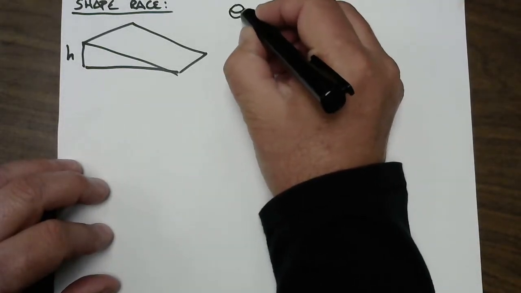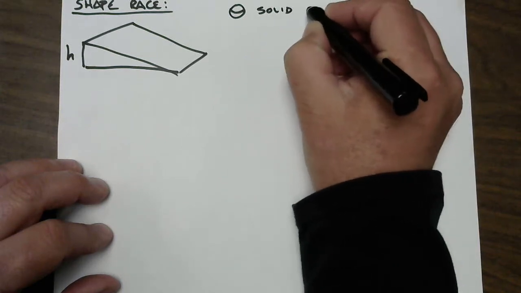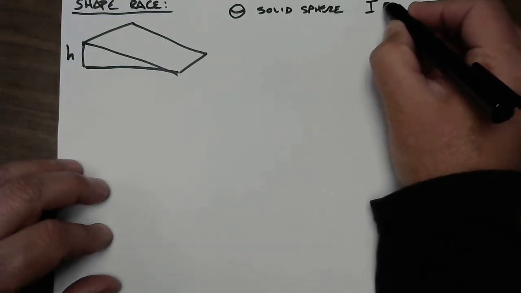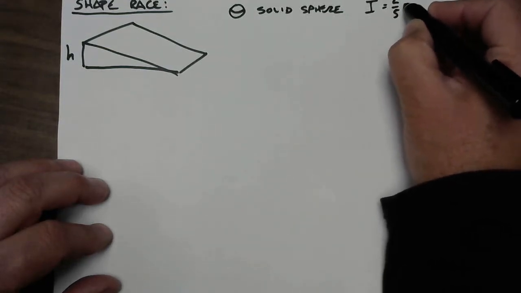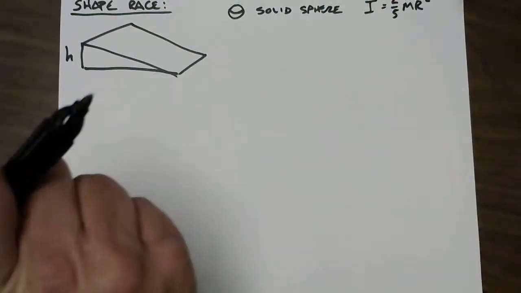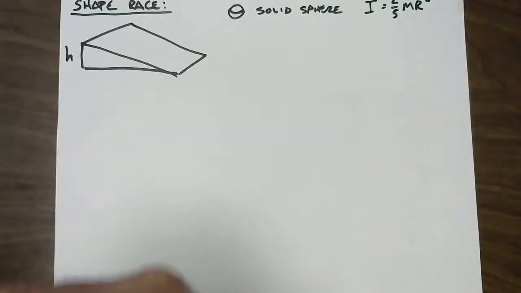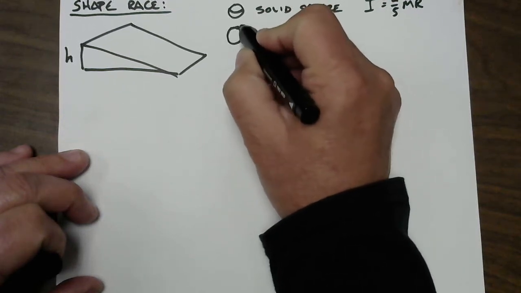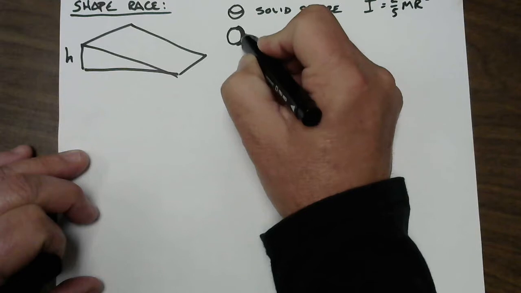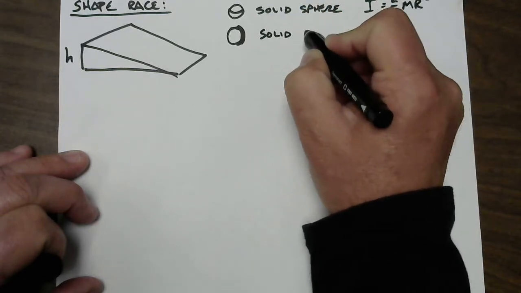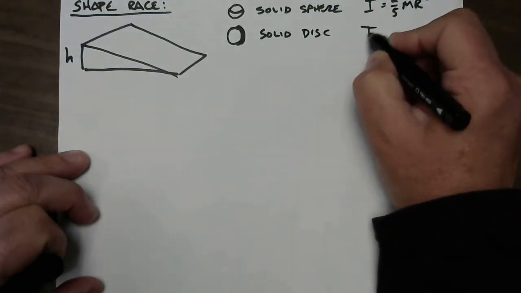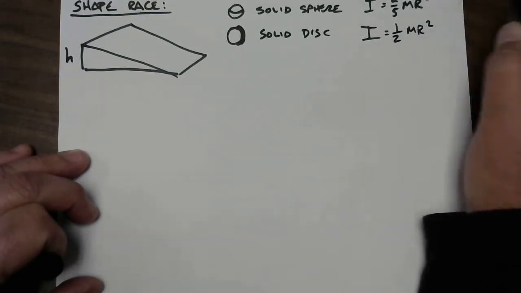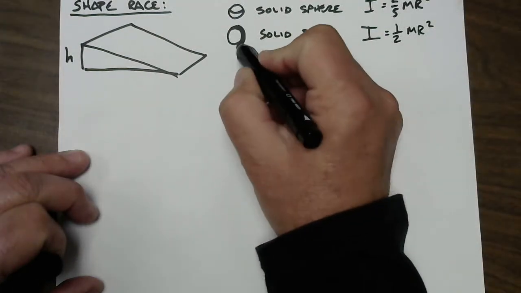Now, the various shapes that we're going to use: a solid sphere, and a solid sphere has a moment of inertia of 2/5 mr squared. We are going to use a solid disk, and a solid disk has a moment of inertia of 1/2 mr squared. That's about the worst solid disk I've ever drawn.